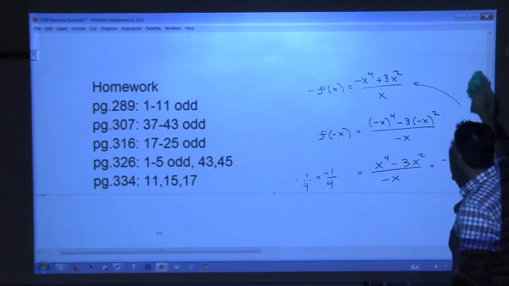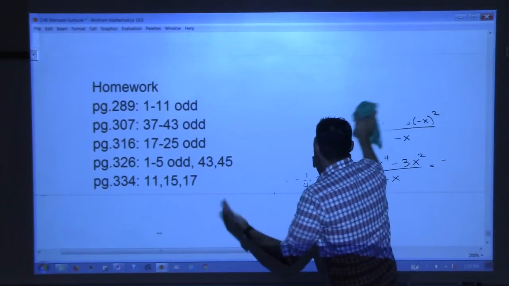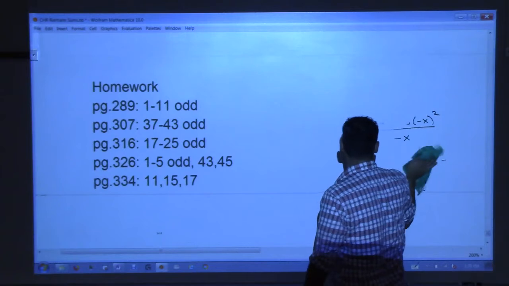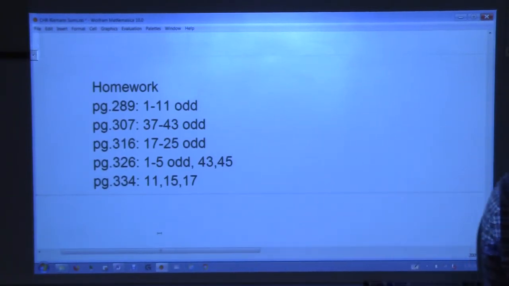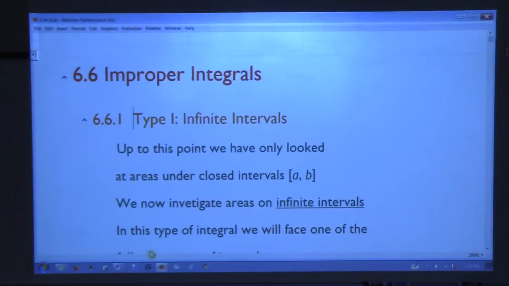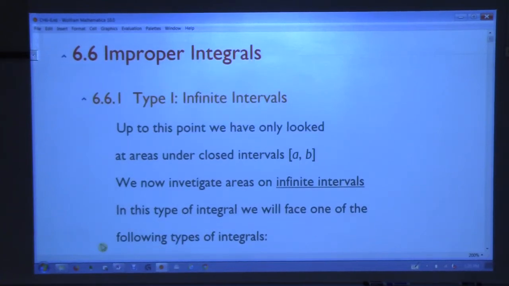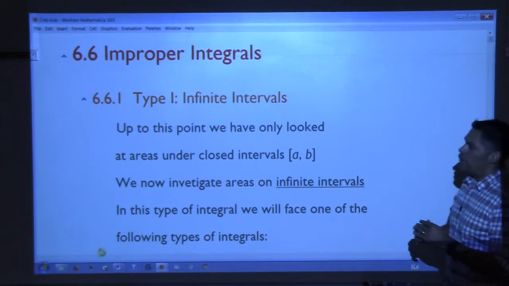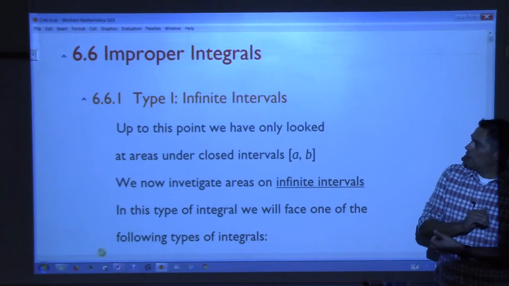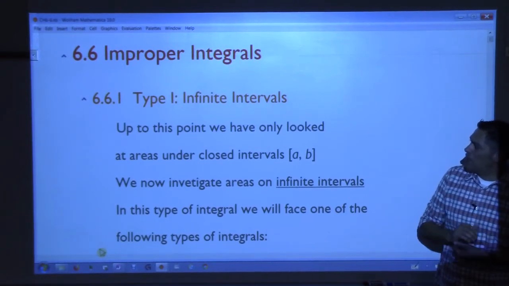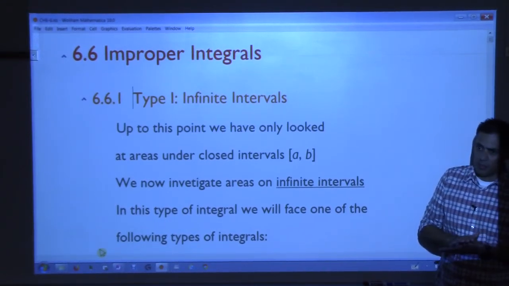All right, with that, I think we're going to move on. Those are the properties. Now we're going to use them, but we're going to take a big leap here into 6.6. We are going to talk about improper integrals. Improper integrals fall into two categories, type 1 and type 2. The first type are what we call infinite intervals.